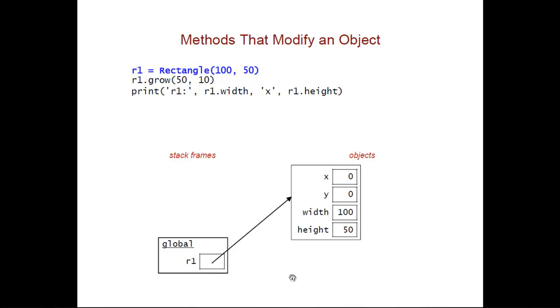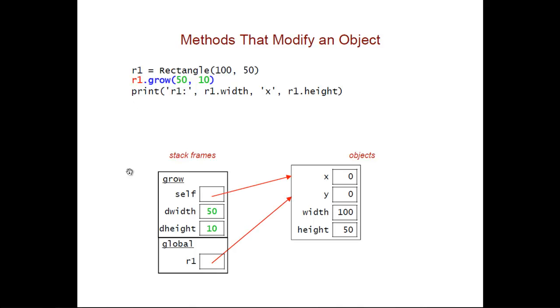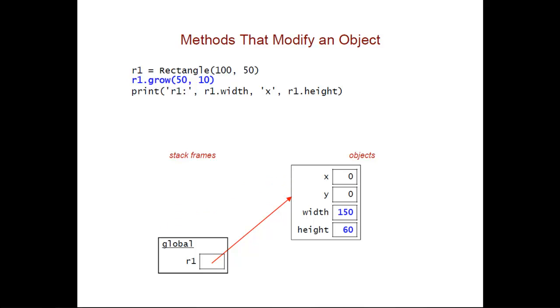It's the memory address of that object. Then we call the grow method, and so we get a stack frame for it. dWidth and dHeight get the values that are passed in. Self gets a copy of what's in r1 because r1 is before the dot, and so it ends up referring to the same object. We haven't passed in a copy of the object, we've passed in a copy of the reference. And so when we go ahead and change the width and the height, those changes are changing the only rectangle object we have here. And so when the method returns and its stack frame goes away, those changes are still there, and we see them when we print the dimensions.